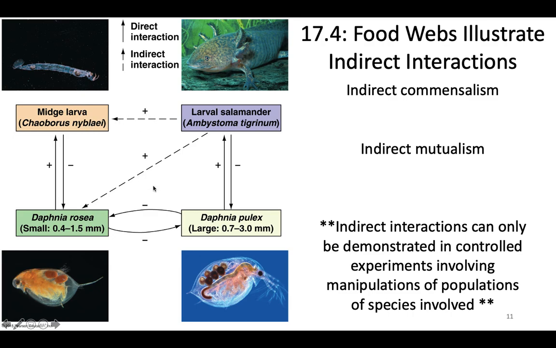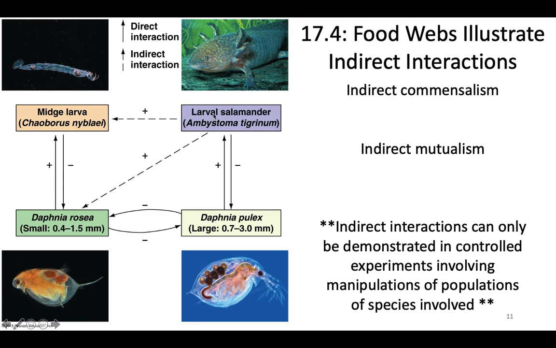That's what's illustrated here. So if you were going to do an experiment designed to test indirect interactions, you can really only do these in controlled experiments involving the manipulations of the species. So like if you wanted to figure out what these indirect interactions were of the larval salamander on Daphnia rosea and the midge larva, you would grow these 4 species in an environment together, and then you would eliminate the larval salamander from the equation and see what happens to population sizes of the midge larva and the Daphnia rosea.